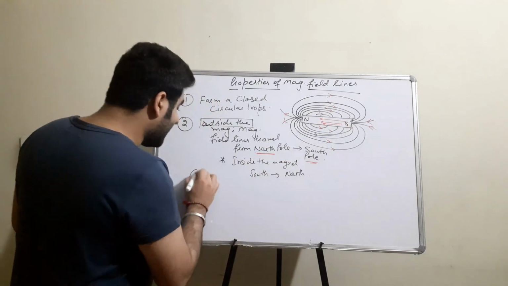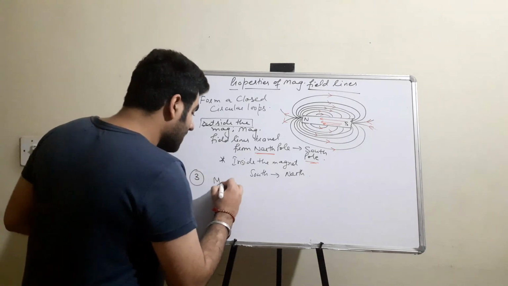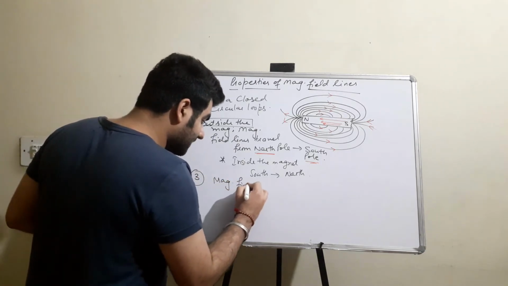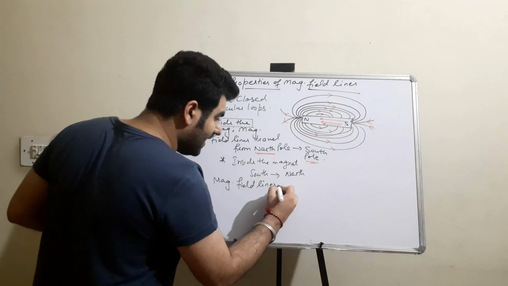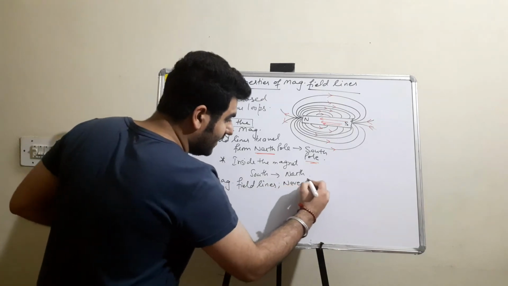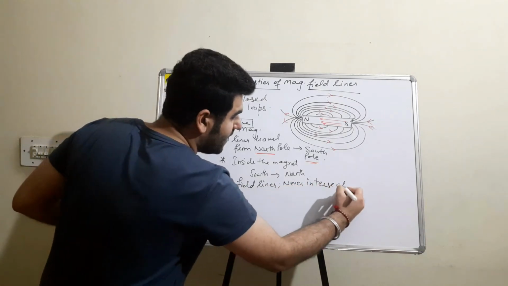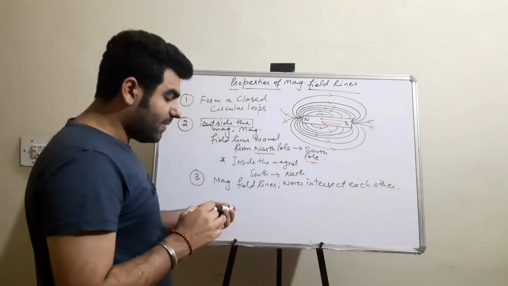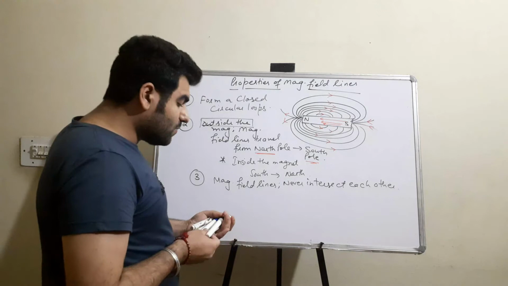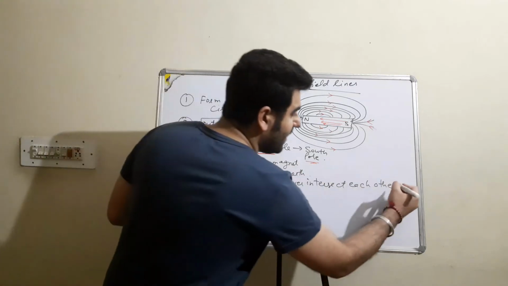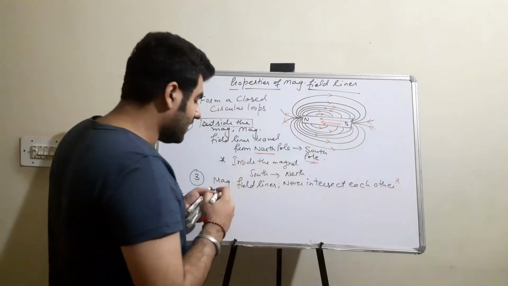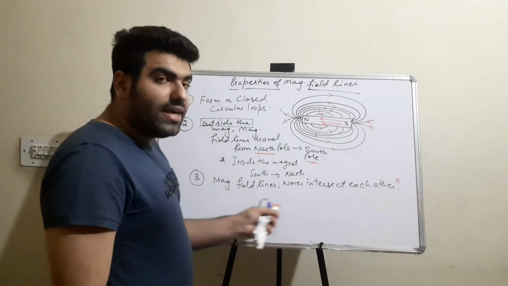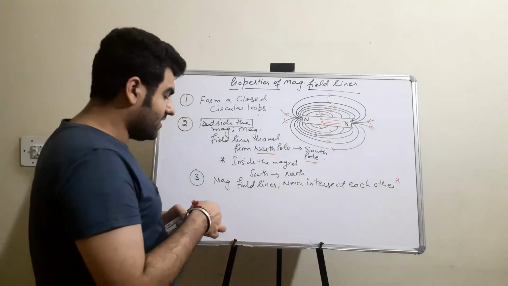The third property is that magnetic field lines never intersect each other. They never intersect each other. This point we will discuss in detail right now. In a minute we will discuss why two magnetic field lines never intersect each other.